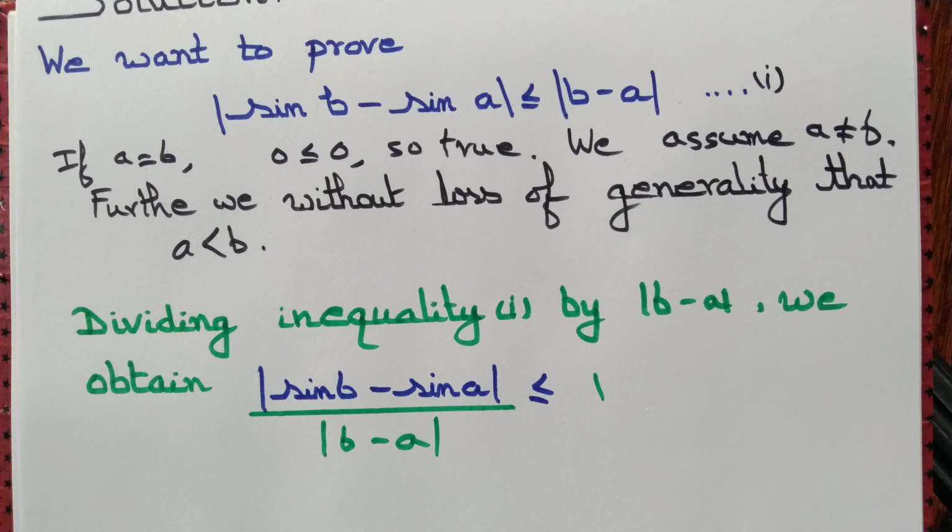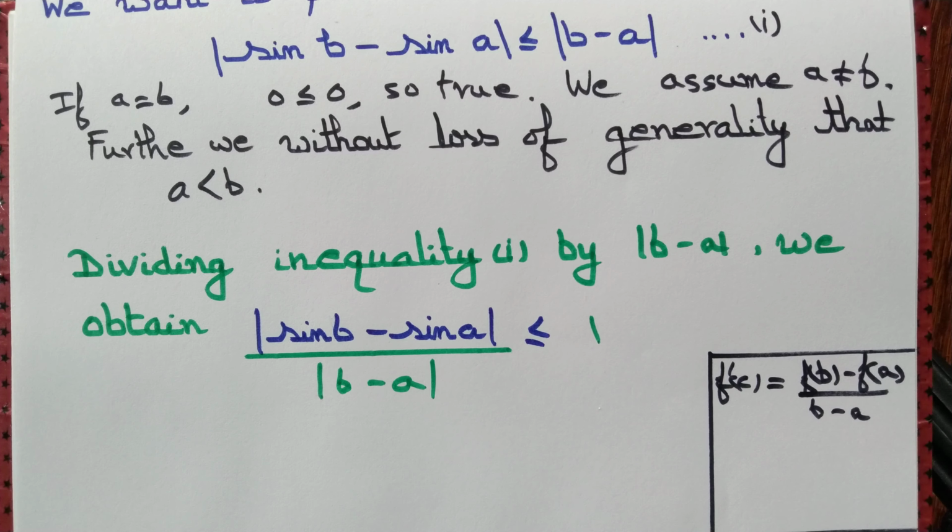Let us recall Lagrange mean value theorem. Lagrange mean value theorem: if f is continuous on the closed interval a, b, differentiable on the open interval a, b, then there exists a constant c such that f dash c equal to f(b) minus f(a) by b minus a. We got a similar result, right? We can write it.